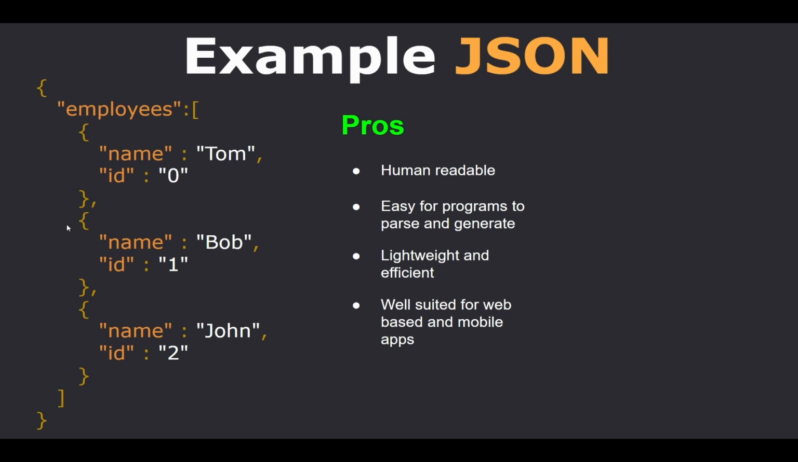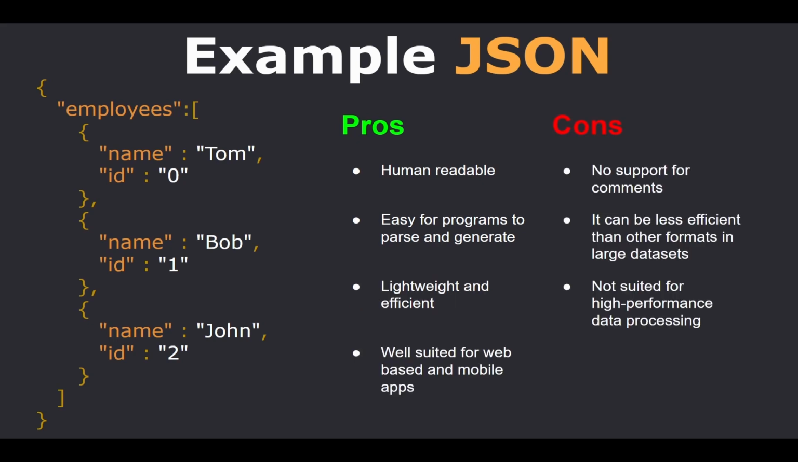Pros and cons of JSON: they're human readable, easy for programs to parse and generate, lightweight and efficient, and well suited for web-based and mobile applications. Some of the cons are they don't support comments. There's no way to document or comment inside of a JSON, and it can be less efficient than other formats with large data sets, and it's not suited for high-performance data processing apps.